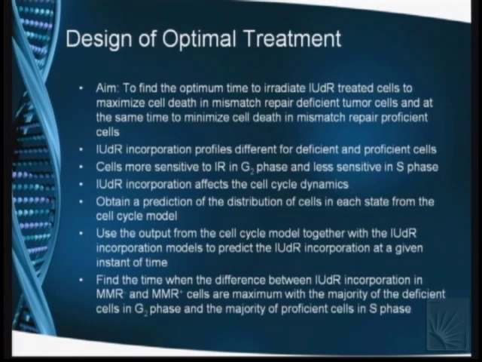So we're going to obtain a prediction of the distribution of cells in each cell cycle state from the cell cycle models that we developed. And in parallel, we're also developing IUDR incorporation models, and we're going to actually obtain the incorporation profiles from the IUDR incorporation models. And we will actually find the time when the difference between IUDR incorporations are maximum, and the mismatch repair deficient cells are mostly in G2 phase, and mismatch repair proficient cells are mostly in S phase. So if you can actually radiate those cells at that time, you will get the maximum killing. Okay.